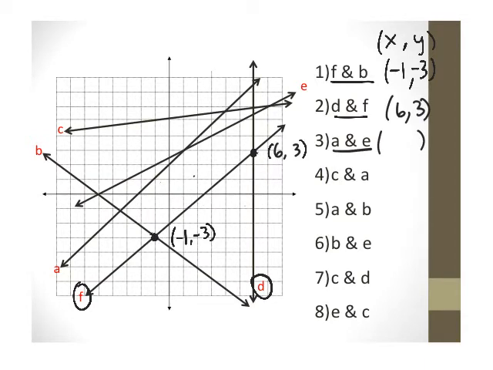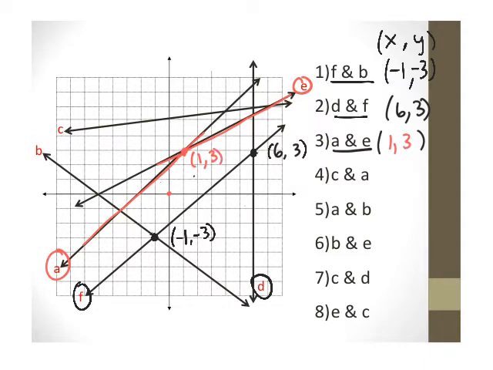So A, I'm going to do this in red. A is here and E is here. Okay, so E is this line right here and A is this line right here. So these two lines meet up at this point right here. So if this is our origin, I'm going to move over 1 in the positive direction and up 3. So it's going to be at 1, comma 3.